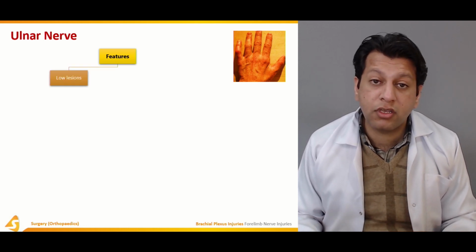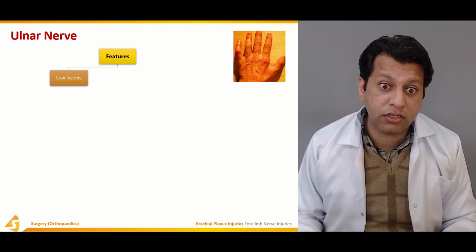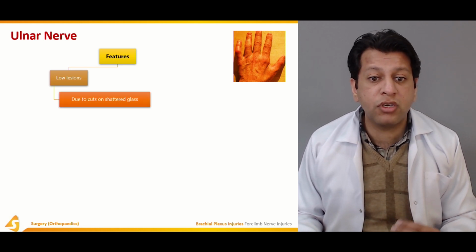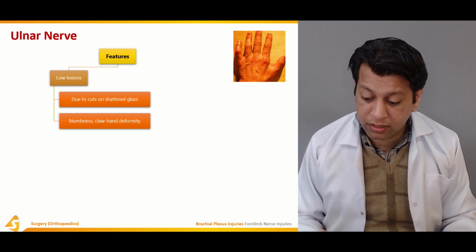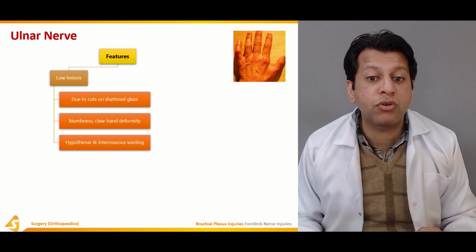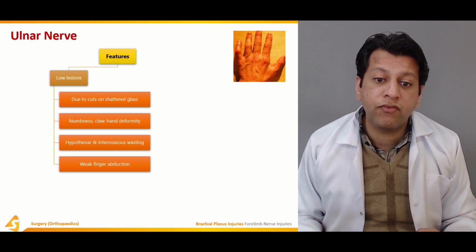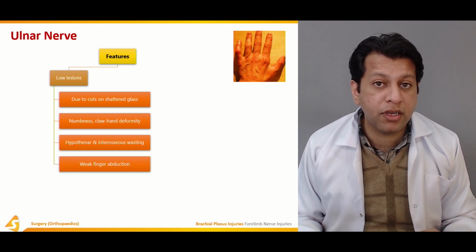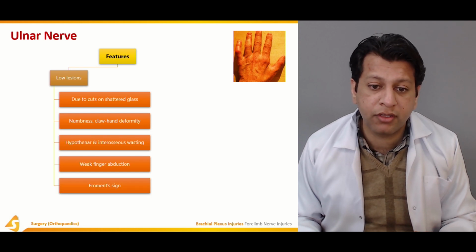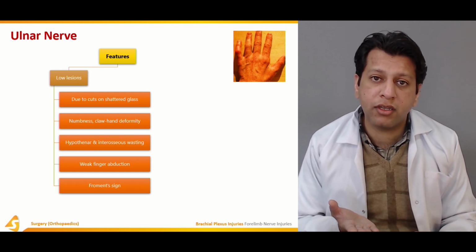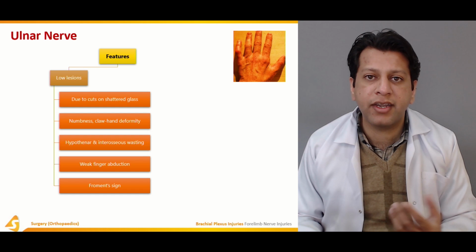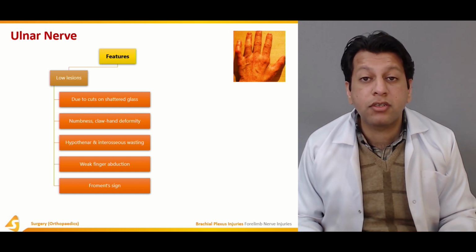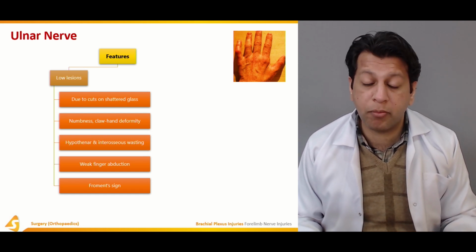The features in case of a low lesion, that is Guyon tunnel syndrome: this usually occurs due to cuts from shattered glass, and leads to numbness, claw hand deformity, hypothenar wasting, and weak finger abduction, especially of the little finger, because the palmar adduction and dorsal abduction is done by the interossei. Therefore, the pinch grip would be weak, and there will be a positive Froment sign.